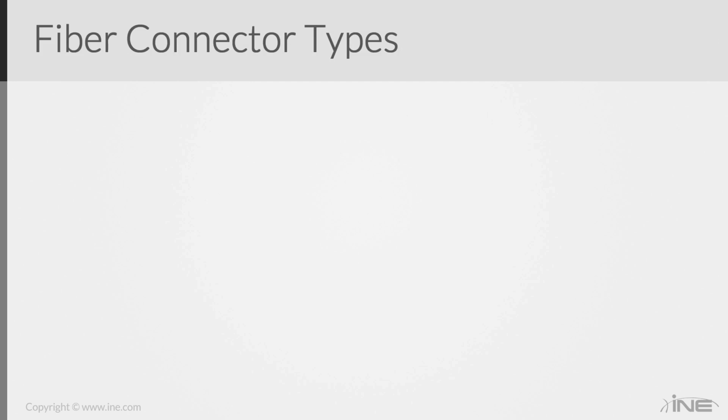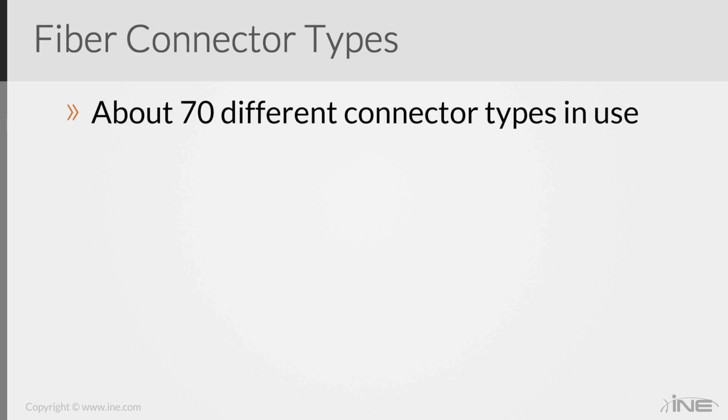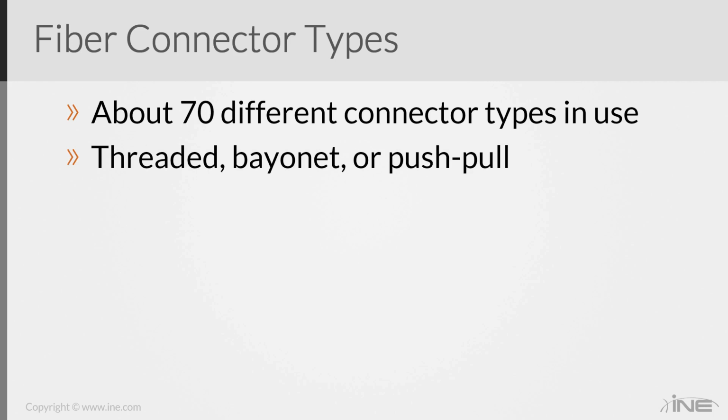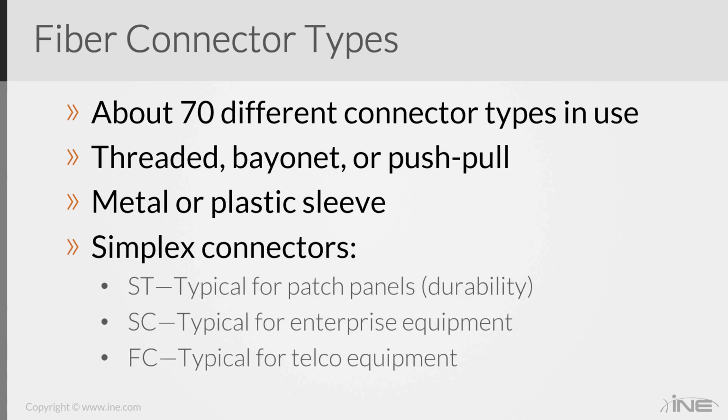Now, fiber connection types. There are about 70 of them out there, so there's way more than I can break down here. They come in threaded, bayonet, and push-pull. They have metal or plastic sleeves, and they usually have simplex connectors. They have ST, for stick and twist. They have SC, which is typically stick and click. And then they have FC, which is for telco, which I believe is flex and click, but I could be wrong on that one. That's typically for telco equipment. But those are the general breakdowns of how they break out.